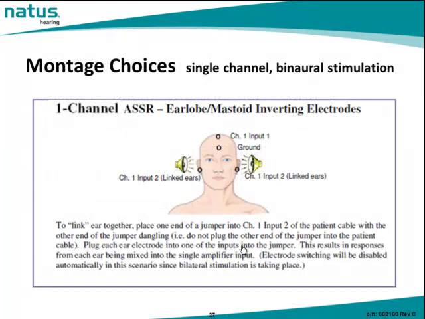Perhaps the most common montage for ASSR testing is a single-channel, binaural, linked ear montage. What does that mean? We're testing with one channel. The non-inverting is high forehead, common is low forehead, and the inverting electrodes are the ear level electrodes. The electrode on the right ear and the electrode on the left ear are connected to the jumper cable, which is placed into input 2 of channel 1. A clear description of this montage is in the user manual.